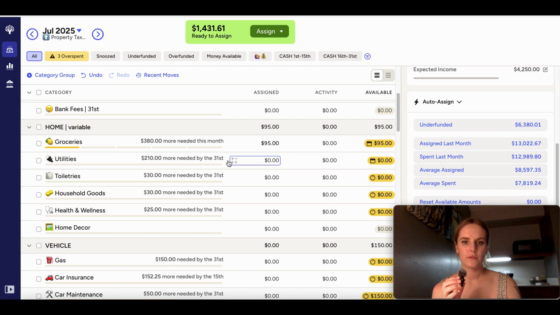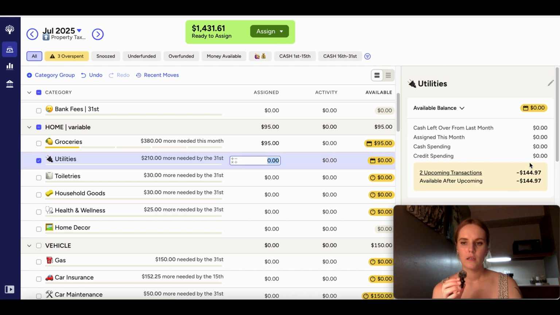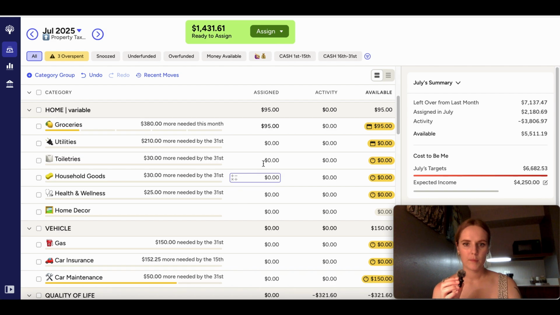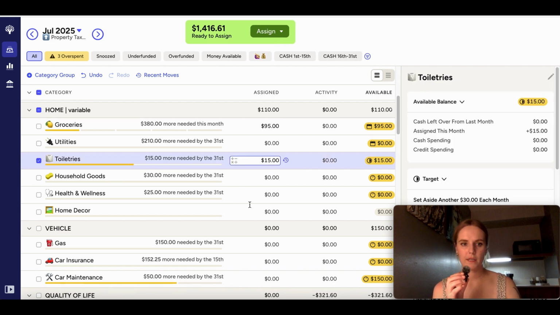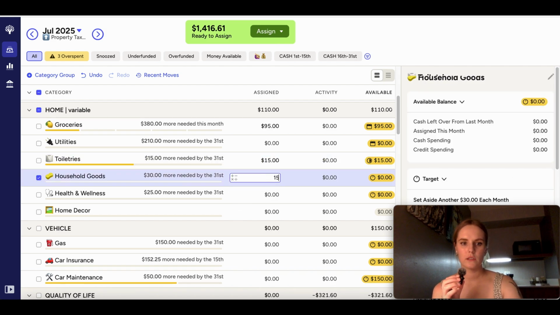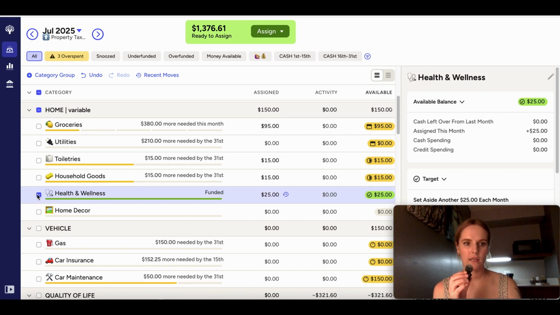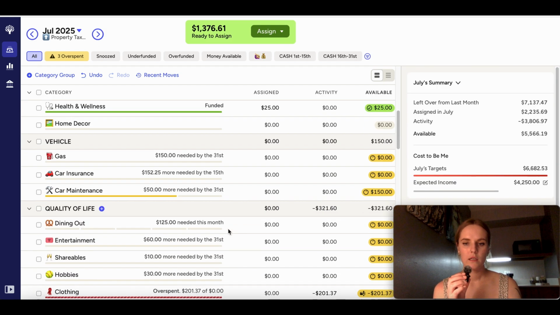Should we do all of utilities? Maybe, or just the 2 upcoming transactions. Let's think about that. I think I'll half fund toiletries and household goods. And I think I'll fund health and wellness in case I need to get anything when I get back.